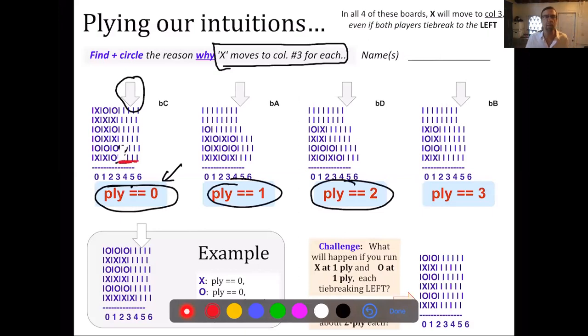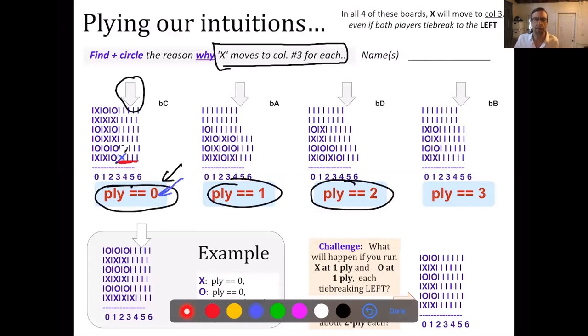So only looking zero moves ahead means you're only looking at the board now and seeing, is there a win? That's all you're doing. None of those four columns have a win, so you choose the leftmost of those columns, which would be this one. So it moves to column three because it doesn't see a win in any other column. So it picks the leftmost of all these equally good columns.